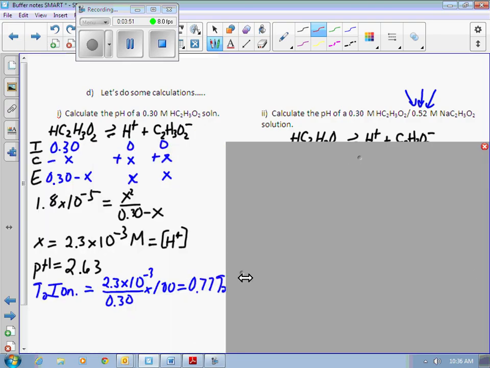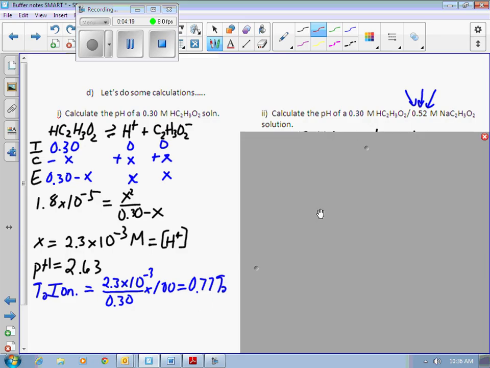There's the answer. We solve for X, nothing fancy here. The pH is 2.63, which is pretty typical for a weak acid solution. I also added this, so write this down too: the percent ionization. Percent ionization, as you well know, is the concentration of H+, or basically X, divided by the initial concentration. For this particular weak acid solution, it dissociated by 0.77%.